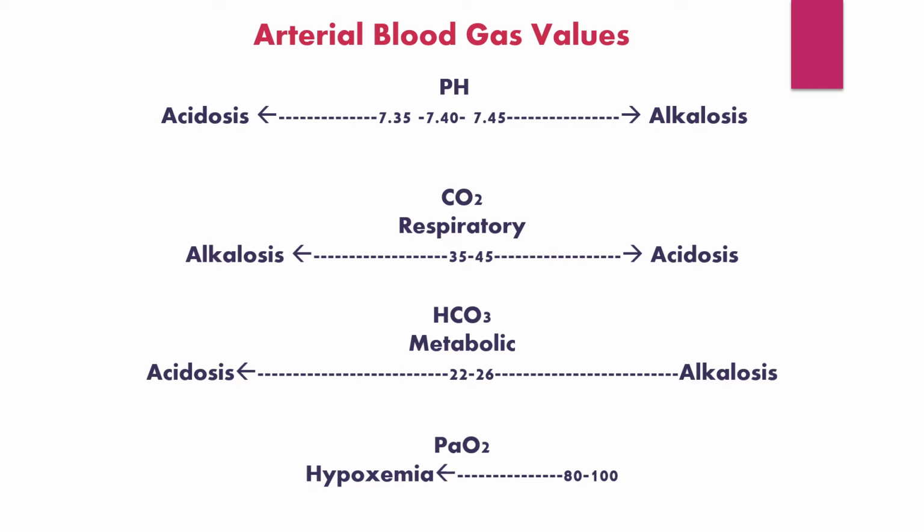So one of the fun things to remember is ROME. Respiratory is opposite of the pH scale, and metabolic is equal. So that spells ROME. So that's a good way to remember it. And then we have our PaO2, which is hypoxemia if it's less than 80.